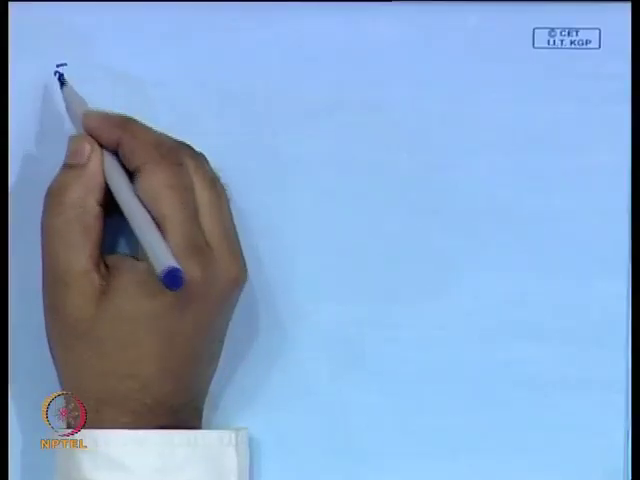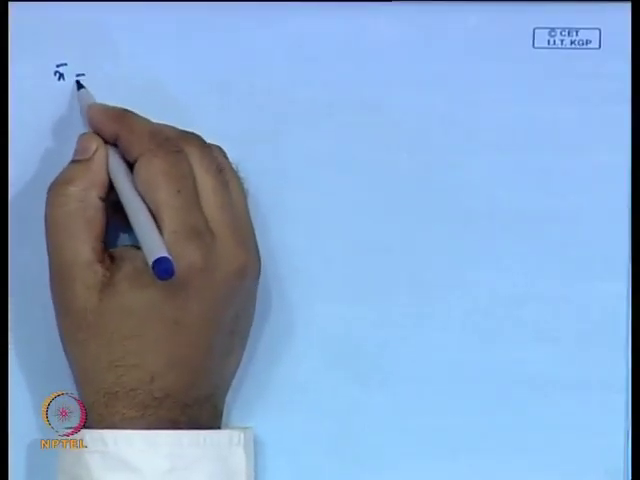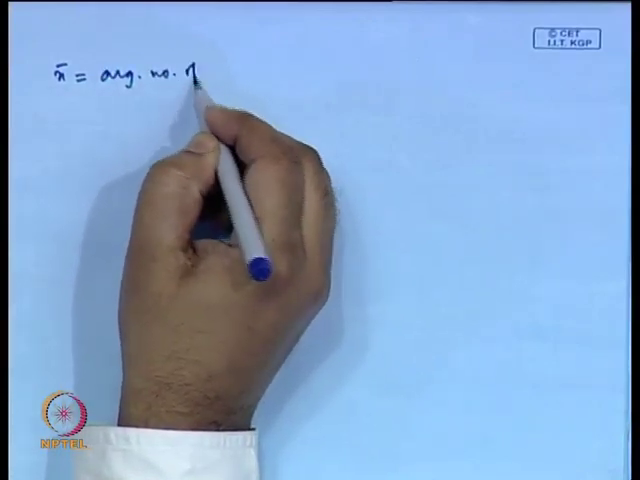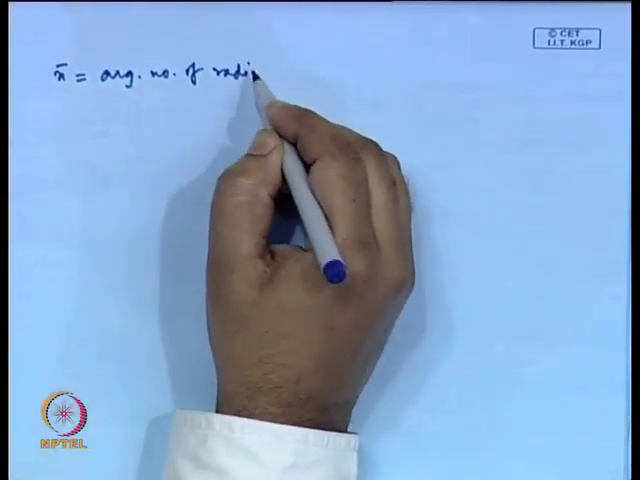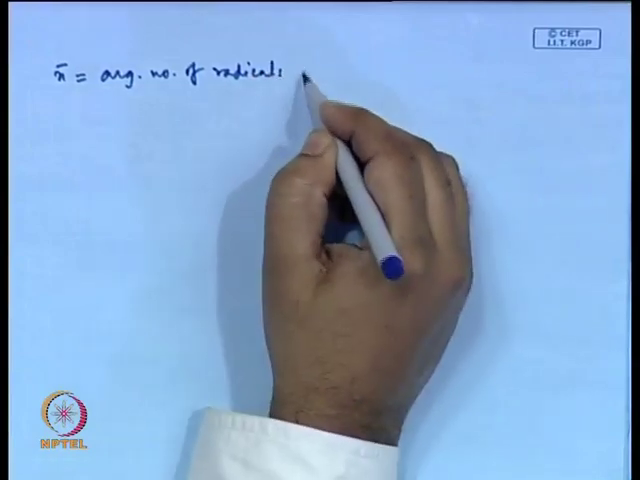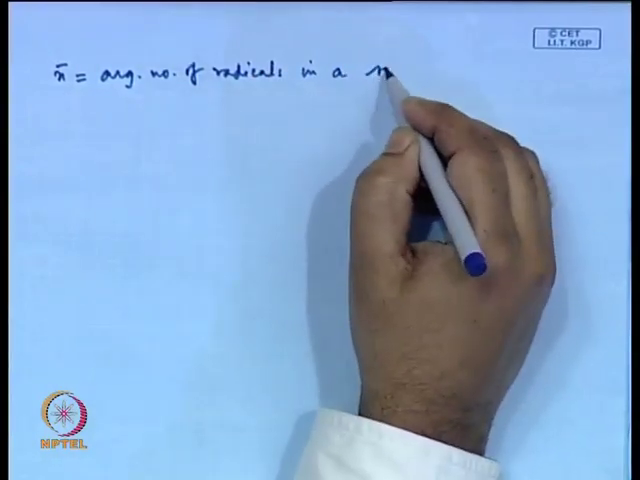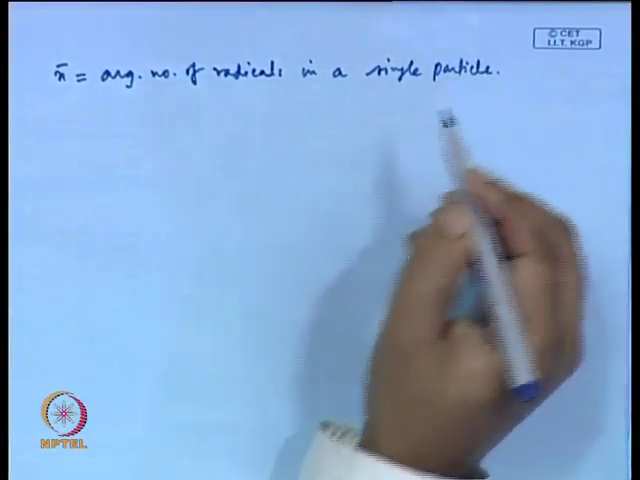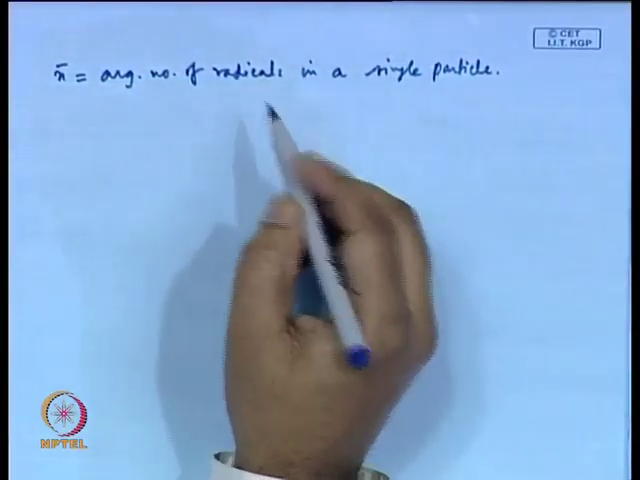Now, if we want to look at the kinetics part of this emulsion process, let us define n bar, which is the average number of radicals in a single particle. There are many such particles.